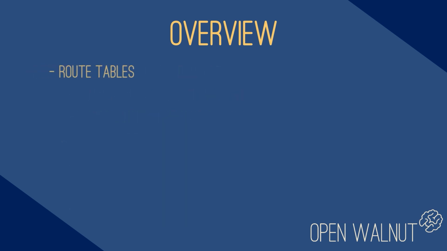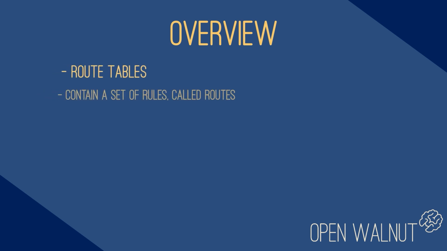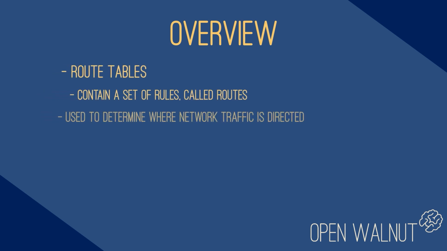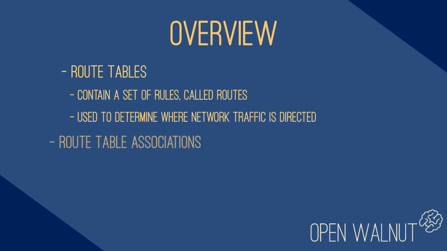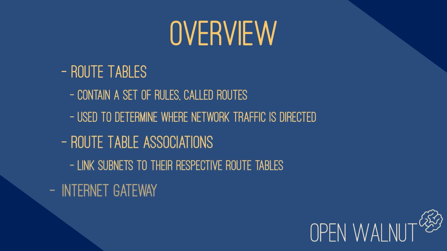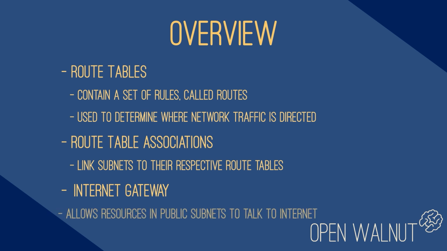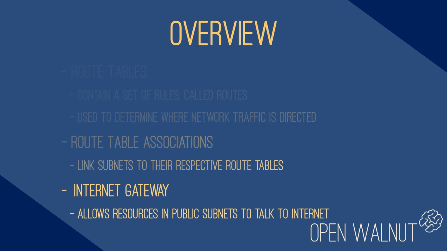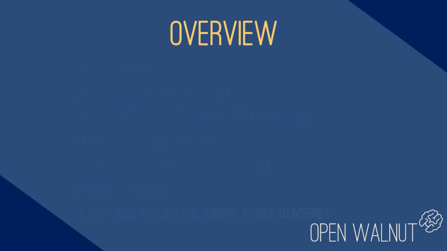Next up, we have route tables, which contain a set of rules called routes that are used to determine where network traffic is directed. Along with route tables, we'll create route table associations, which link subnets to their respective route tables. To allow resources within public subnets to communicate with the internet, we need an internet gateway. It acts as a bridge between your VPC and the internet.